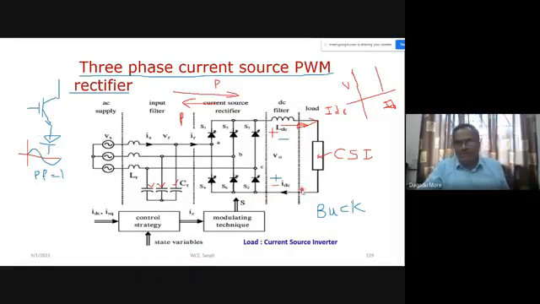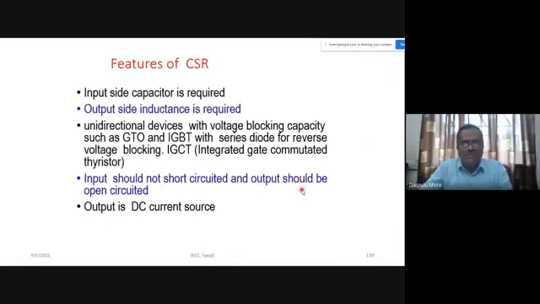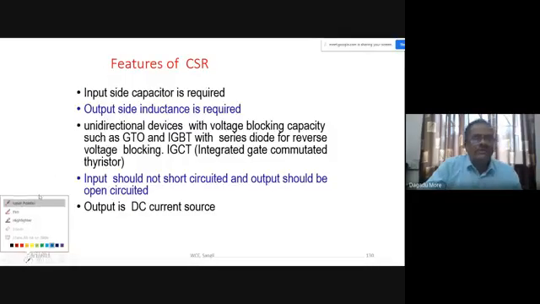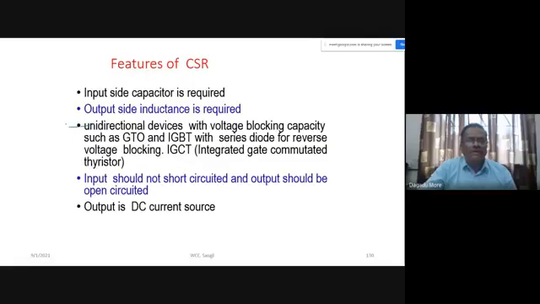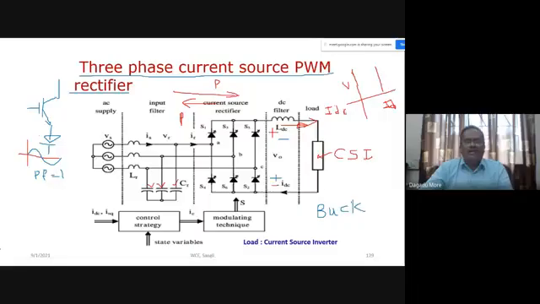Now, whatever we have to discuss about the control of this, we'll just summarize what was discussed. Here we have seen that a capacitor is required at the input side and an inductor is required at the output side. We discussed what devices we require: a GTO can be used as it is, but an IGBT needs a series diode for reverse voltage blocking capability. And now here is one important condition: capacitors are there.